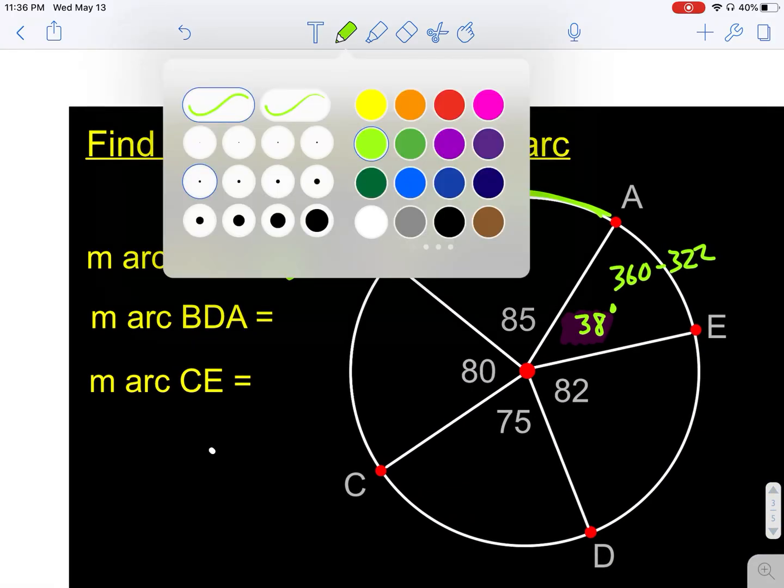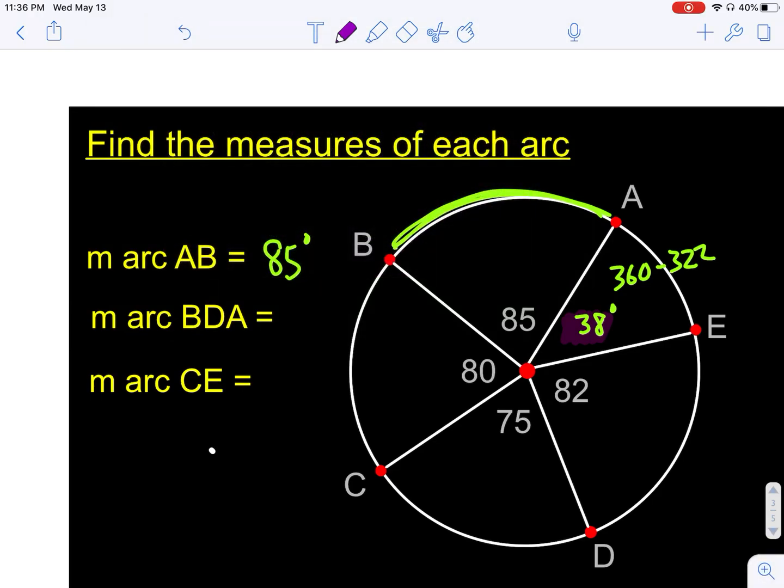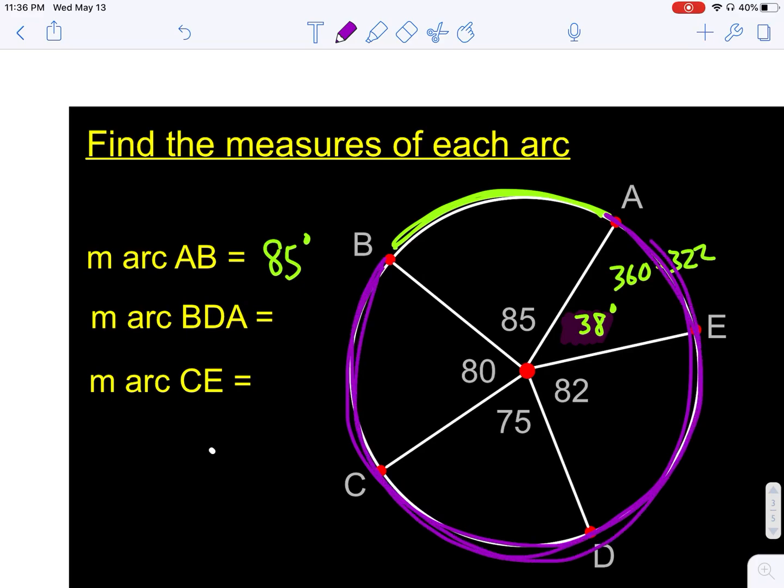B to D to A. So that's going to be a long one. B, D, A. We go all the way through there. I don't need C or E, but it goes through them. And that is actually going to be all four of those added.